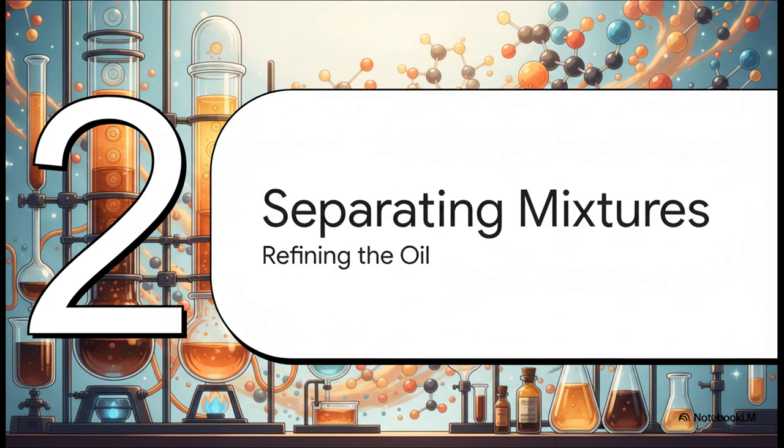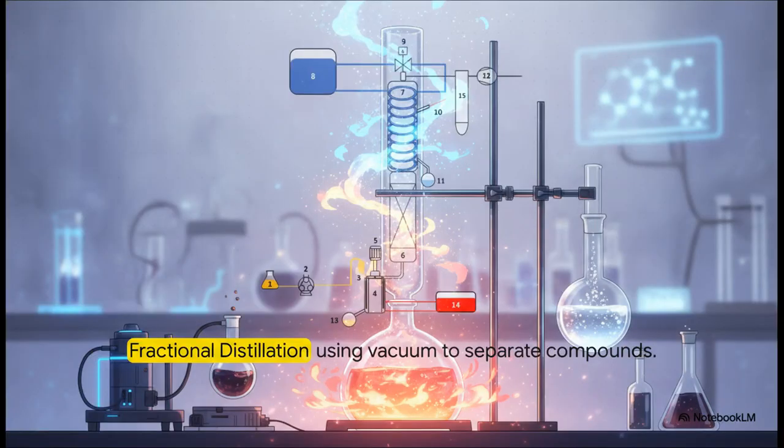Moving to step 2, separating complex chemical mixtures, refining the oil. Now that we have the raw, unrefined oil, we have to separate it. This is basically a massive thermodynamic puzzle. And to show you exactly how it's solved, we're going to walk through a complete, real-world lab experiment presented by Dr. Chem on separating essential oil components.